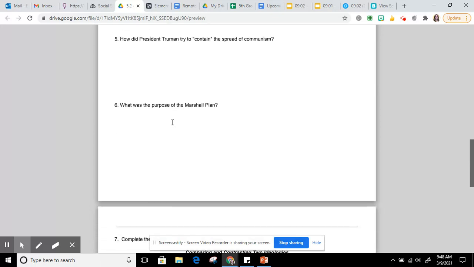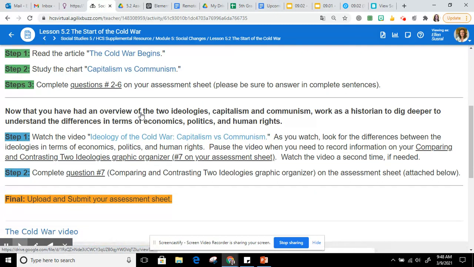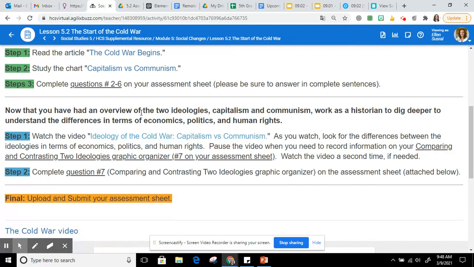And then number 6, what was the purpose of the Marshall Plan? So as you're reading through that article, be focusing on that term, Marshall Plan, and the purpose of it. Okay, so that's questions 2 through 6. And now let's look at the last part.